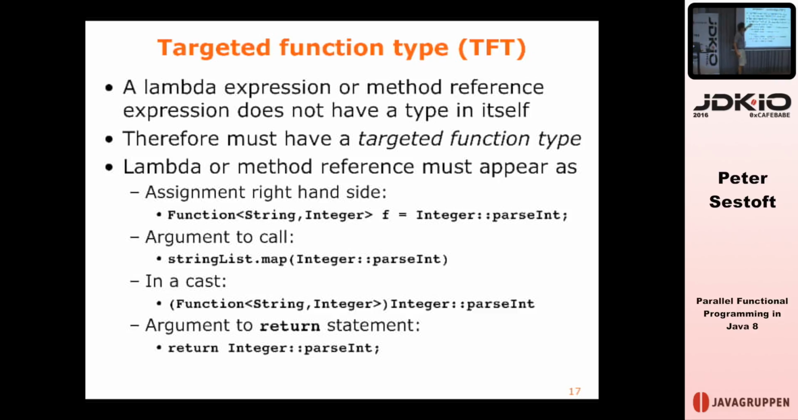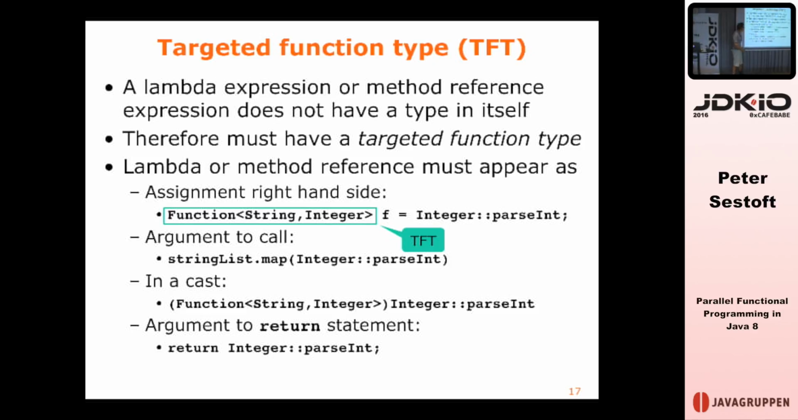that means that a lambda or method reference expression must appear in one of these four contexts. Either it must be the right-hand side of an assignment, and then the targeted function type is the type of the assigned-to variable. So this thing in itself doesn't have a type, but once I assign it to a variable that has a type, then it has a type. So that's why we need a targeted function type.